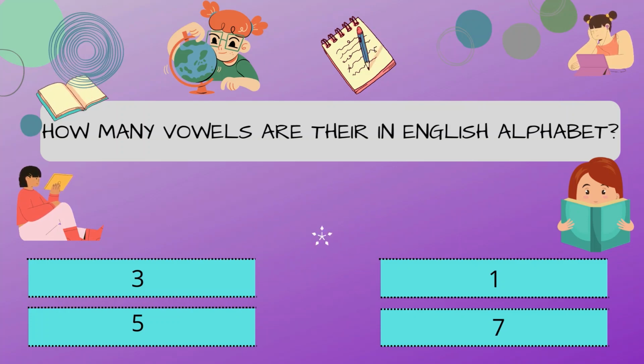Second question is, how many vowels are there in English alphabet? Option A 3, B 1, C 5, D 7. 5, 4, 3, 2, 1, 0.